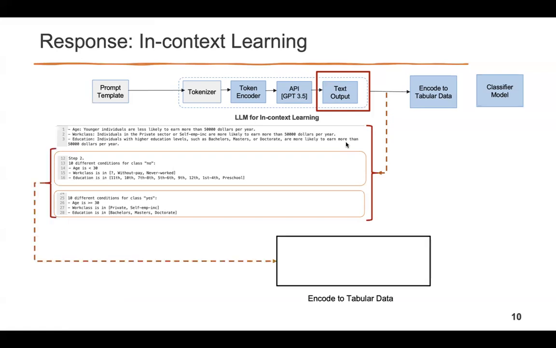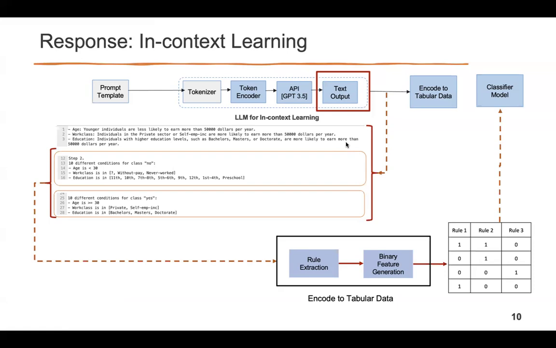Once we have all these conditions, we encode this back to tabular data. But in this stage, we have two different substeps. One is we extract the rules from these conditions and we convert them to binary features like this. Once we have this binary feature generation done, we consider each of these as one rule, and we have all the rules. Once it is ready, we pass it to a standalone classifier model to train based on these rules. This is how we perform in-context learning for tabular data.